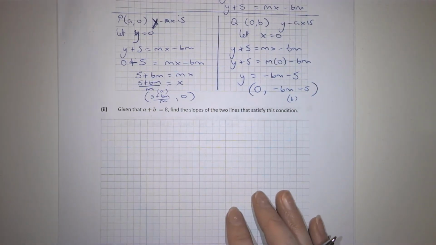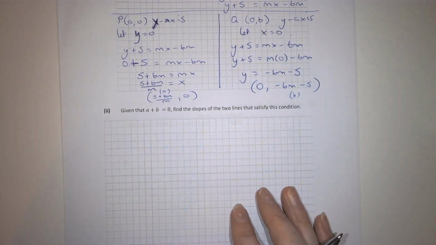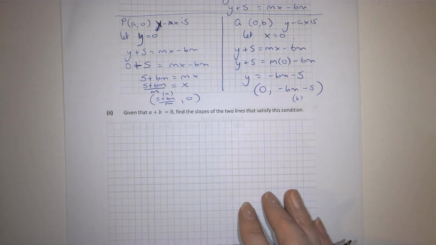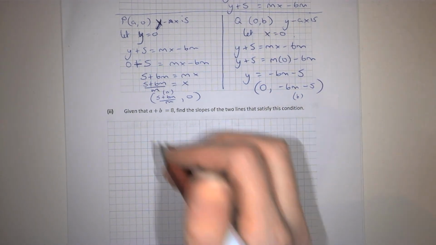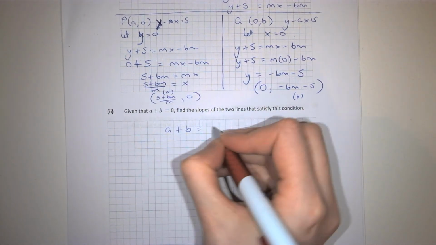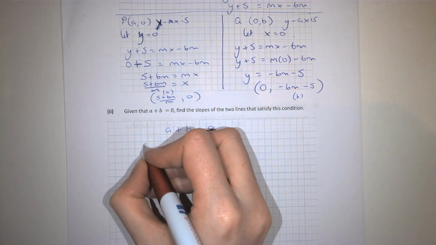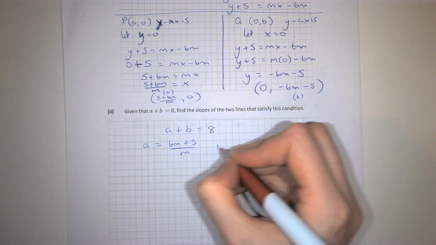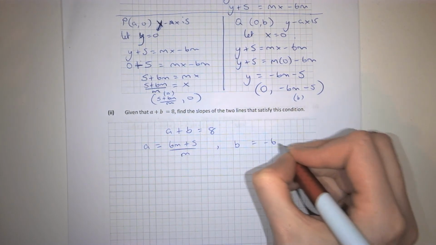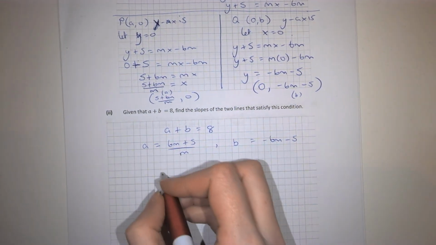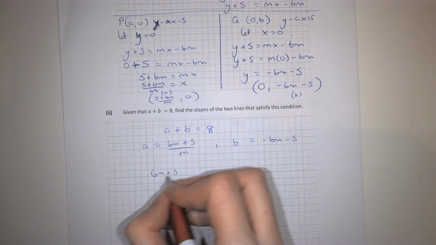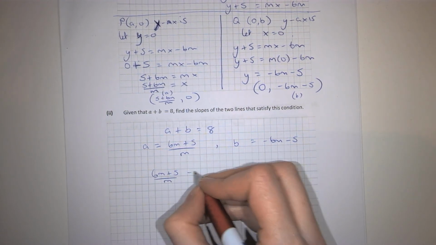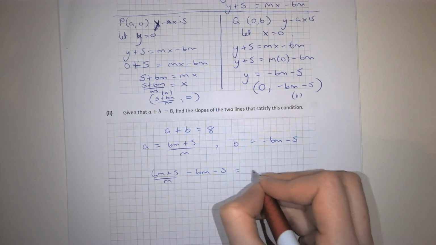And the last bit then, given that a plus b is equal to 8, find the slopes of the two lines that satisfy this condition. So then it said a plus b is equal to 8. a I have just proved to be (6m plus 5) over m. b I have just proved to be minus 6m minus 5. And off I go. (6m plus 5) over m, minus 6m, minus 5 is equal to 8.